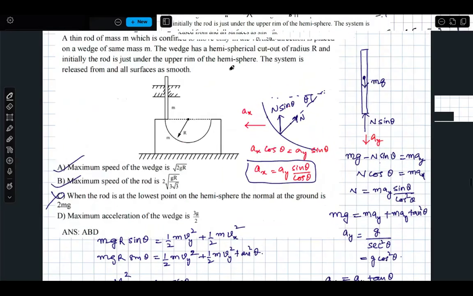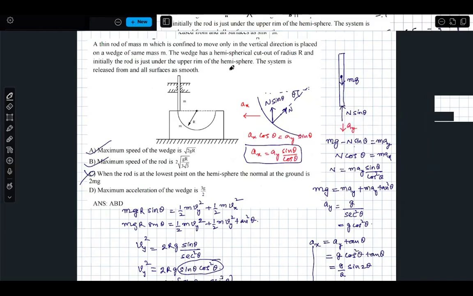Just please go through this once. A thin rod of mass M, which is confined to move only in the vertical direction, is placed on a wedge of mass M. The wedge has a hemispherical cut out of radius R, and initially the rod is just under the upper rim of the hemisphere. The system is released from rest and all surfaces are smooth.